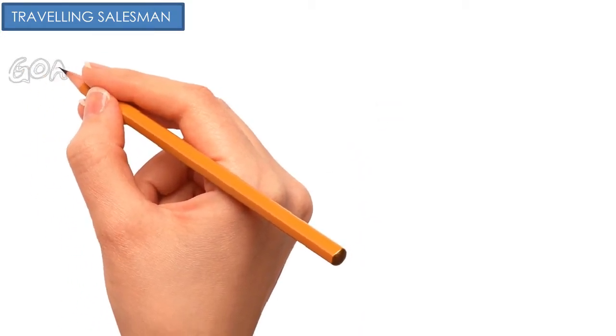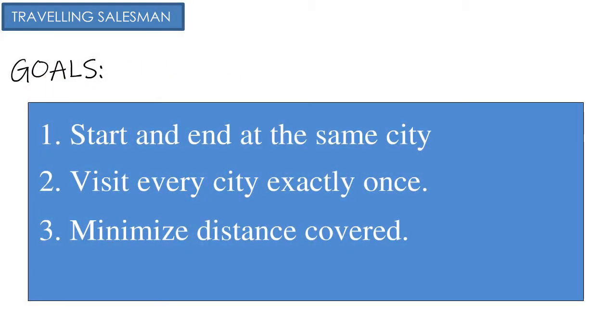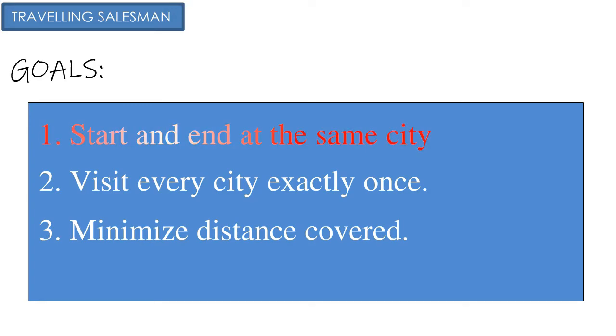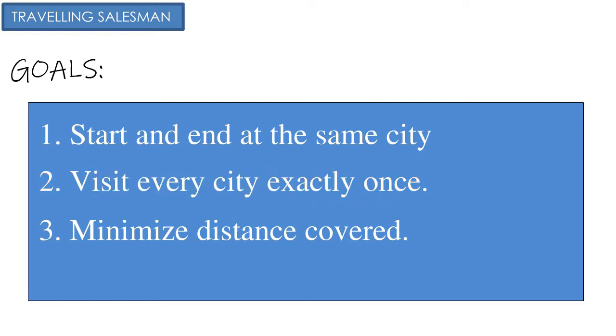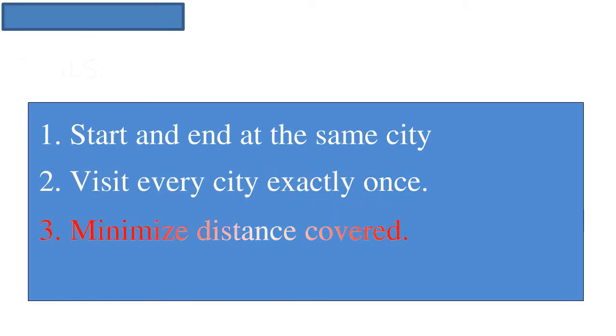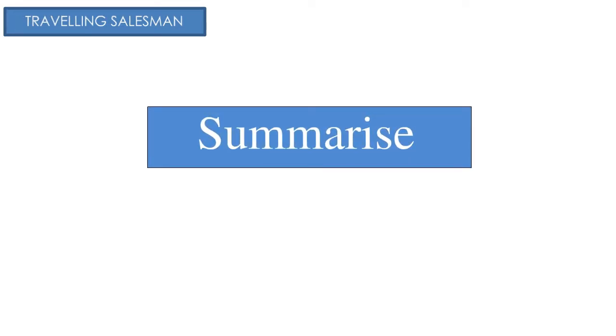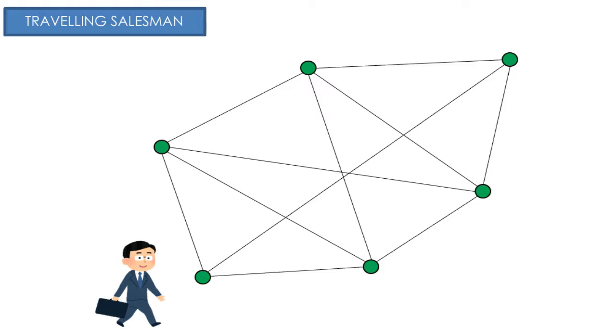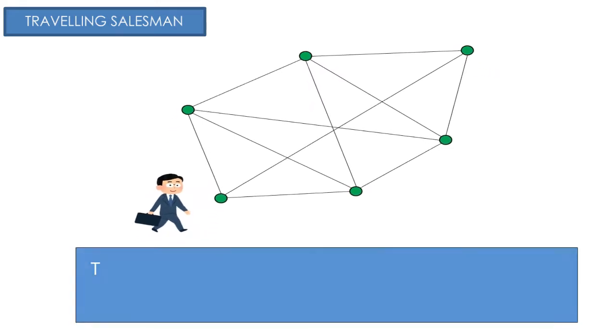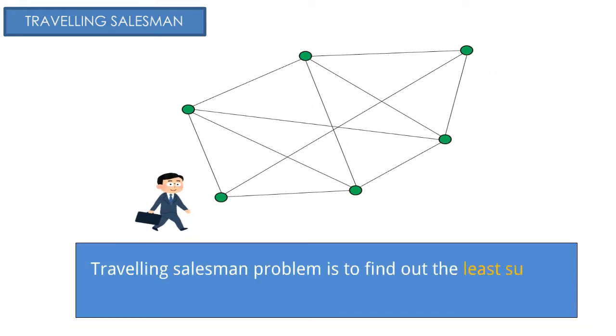While solving the Travelling Salesman problem, we need to achieve these goals. 1. Start and end at the same city. 2. Visit every city exactly once. And 3. Minimize distance covered. If we summarize what the Travelling Salesman problem is: given a list of cities and the distances between them, the problem is to find the least sum of distance for visiting all the cities only once.